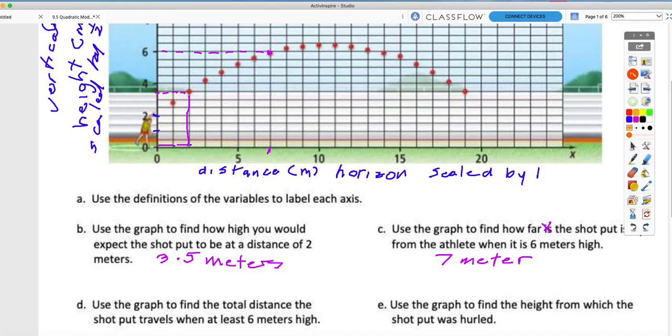That's not too bad. All right, use the graph to find the total distance the shot put travels when it is at least 6 meters high. So that is 6 meters or less. What's the total distance it travels? We found 6 meters already, and this was a 7. So I'm going to see it went up and it started coming down. So what I need is the twin point. This is the ascent, the twin point on the descent. So going up and over, that is the other point that is at 6 meters. Okay, let's figure out where that is. If I come down this line, that's at 14.